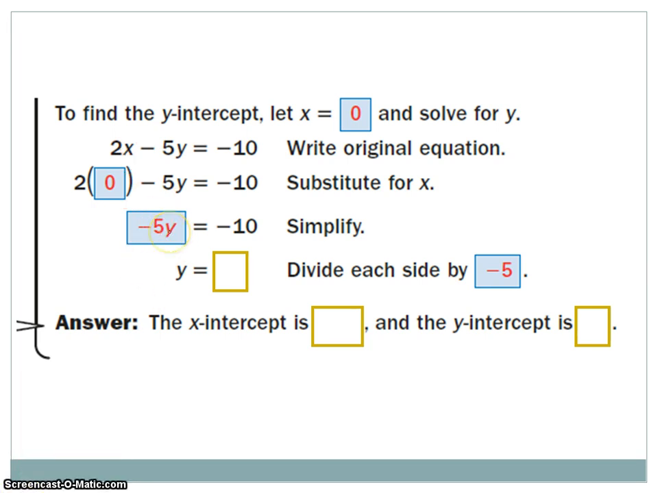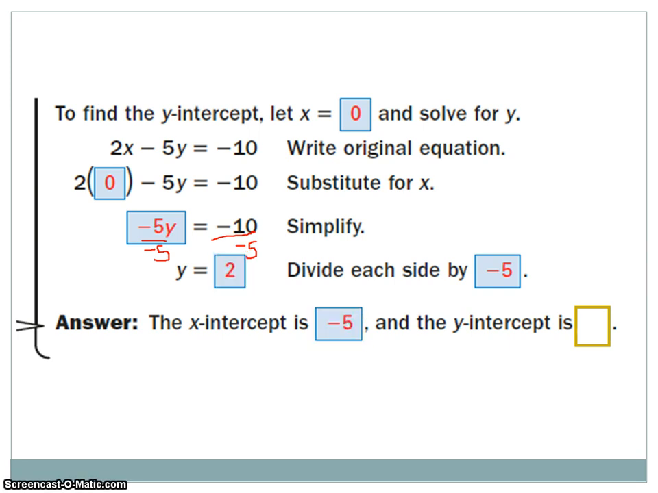Negative 5y equals negative 10. Divide by the coefficient, negative 5. Remember to divide by the negative. We never say anything about dividing by the opposite. It's always divide by the actual number. Divide both sides by negative 5. Negative 10 divided by negative 5 is positive 2.